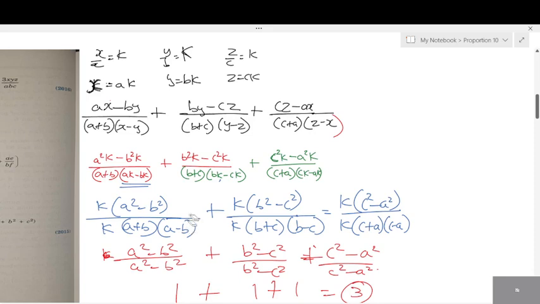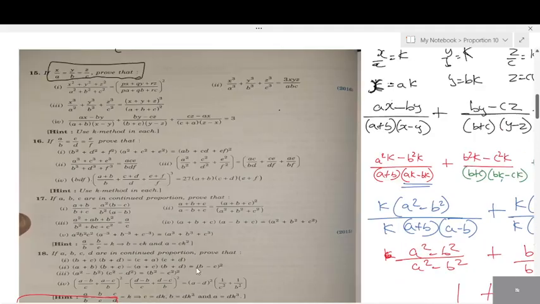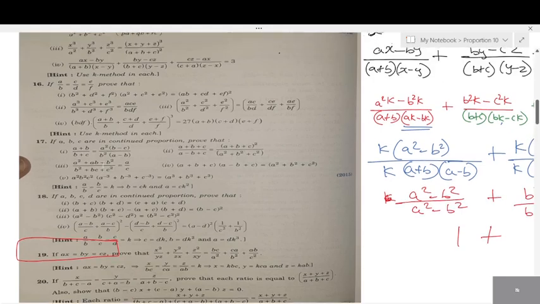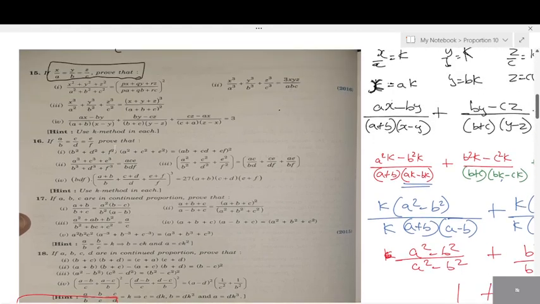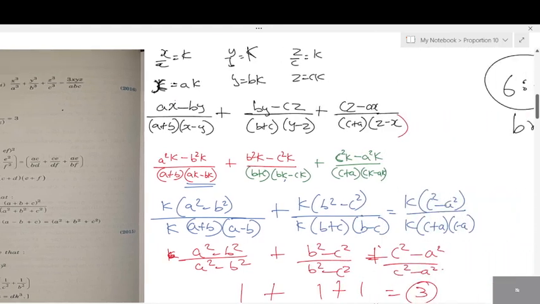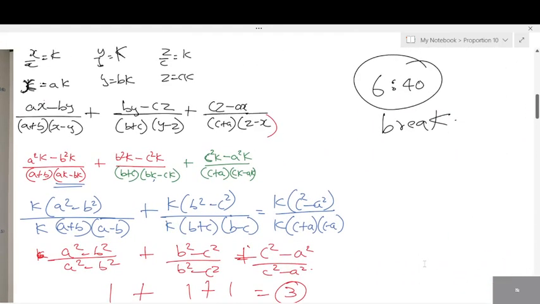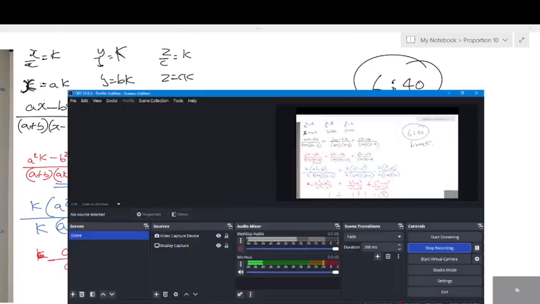Tanishka and Naomi can leave. If you are done with this, you all can leave. Others complete this and take a break. 6:40, we'll continue at 6:40. Yes, you all can leave, students. 15th main done. 16, 17, 18, 19, we'll continue tomorrow. Complete it till here and take a break.